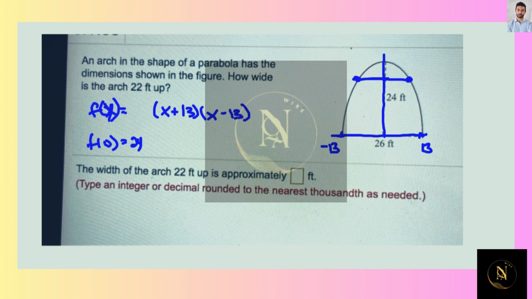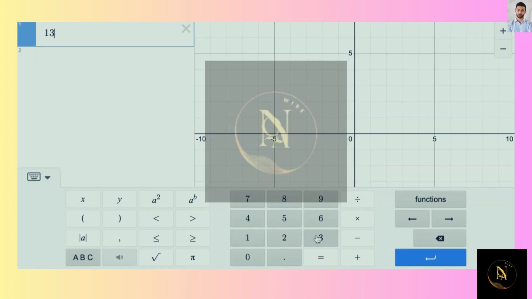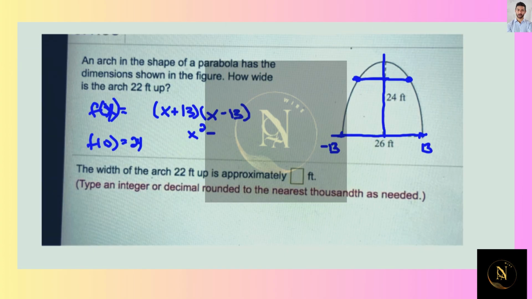If we multiply this out, that would be x squared minus 13 squared, which is 169. So it'd be x squared minus 13x plus 13x cancels out, minus 169. But in this instance, f of 0 is not 24, it's negative 169. And so we would need to scale this by negative 24 over 169. So that would become plus 24.